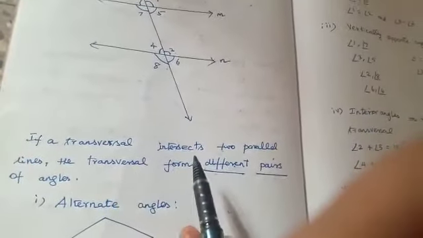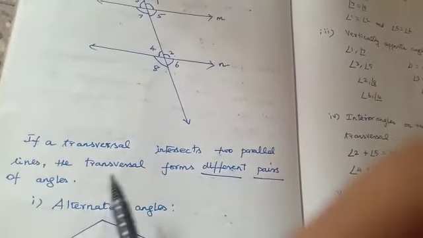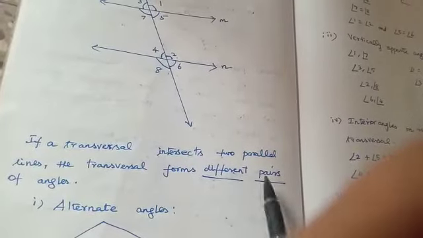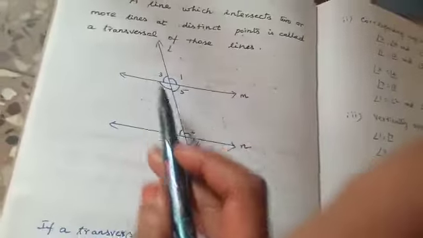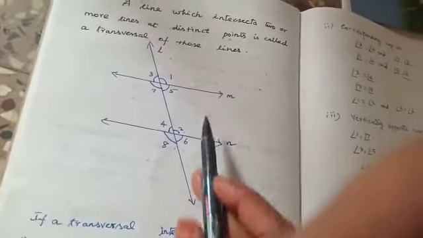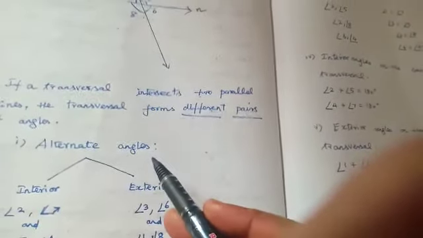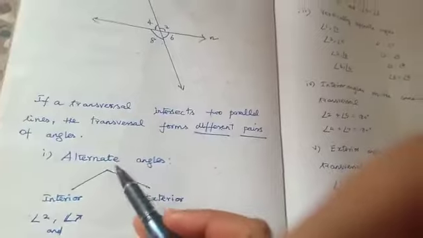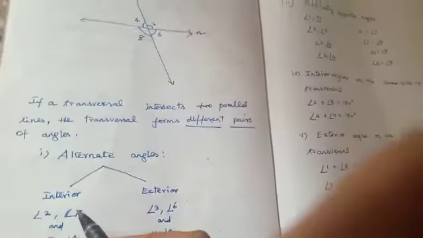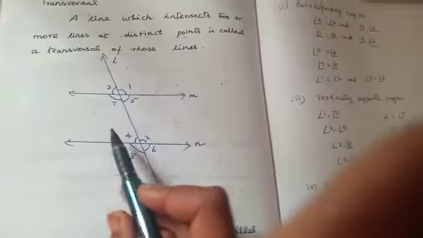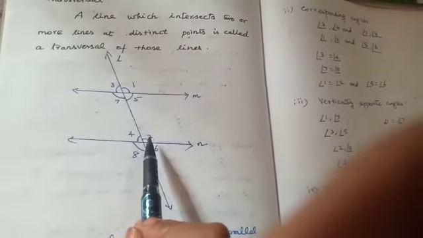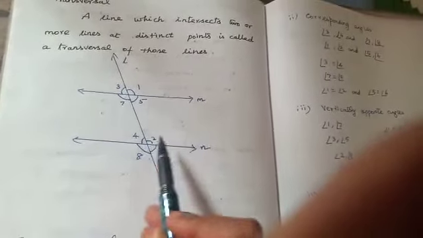If a transversal intersects two parallel lines, the transversal forms different pairs of angles. So this is a transversal intersecting two lines. We have formed different types of angles. Totally we have 8 angles formed. The different pairs are, just see, alternate angles. Two types of alternate angles: interior and exterior. Interior means inside the lines.